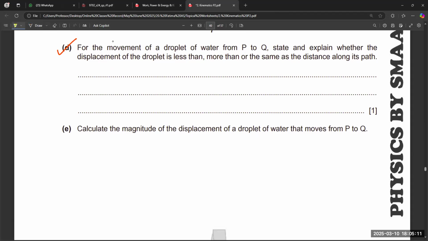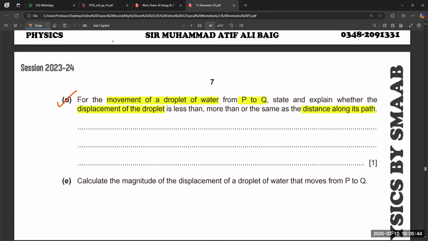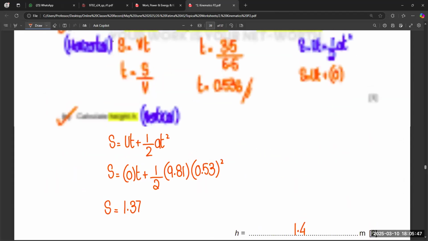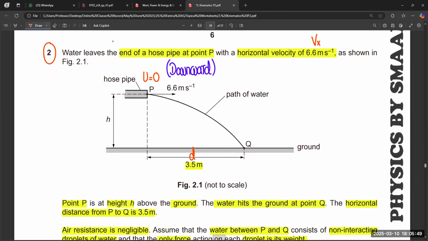D part, for the movement of a droplet of water from P to Q, state and explain whether the displacement of the droplet is less than, more than, or the same as the distance along its path. So they are talking about displacement. What do you think, will it be the same, different, or greater as compared to the distance from P to Q, from this diagram?